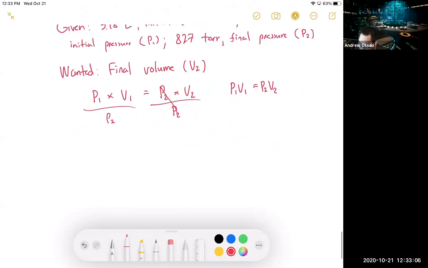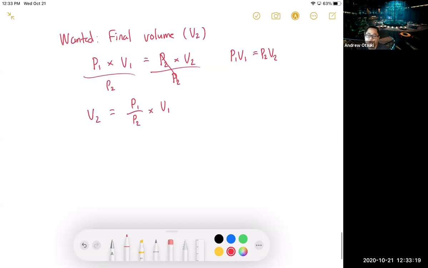And so now what we have is V2 equals P1 over P2 times V1. Okay, so if you do have two different pressure units, you will need to convert one to the other unit so you can keep it consistent, because this won't work if you have two different pressure units. Your answers will look wonky because the scale between the two values is going to be different.